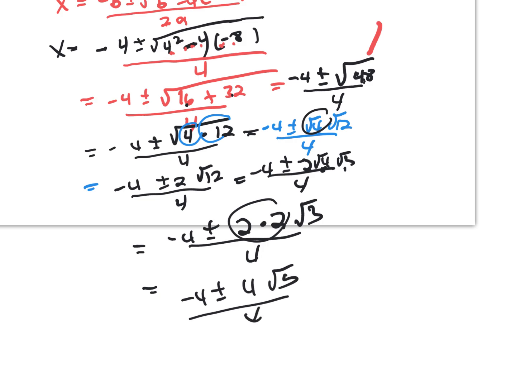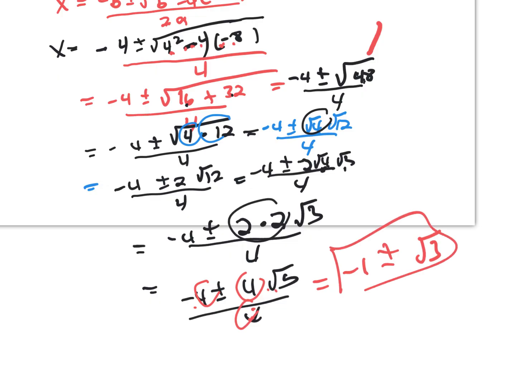Well, that's good news because if I have a 4 here and a 4 here and a 4 here, they all cancel. So what's a negative 4 divided by 4? A negative 1. Plus or minus. I'm left with the square root of 3. And then 4 divided by 4 is a 1, so that's my answer. Those are my two answers.